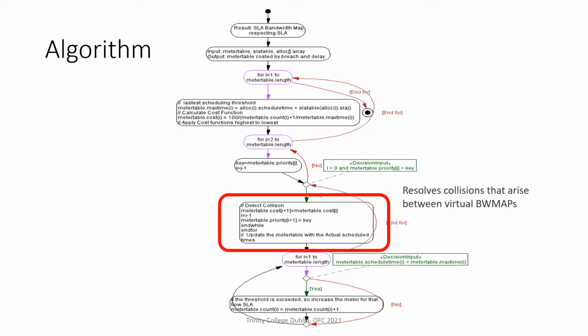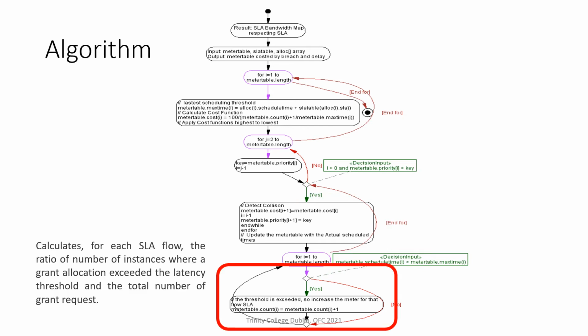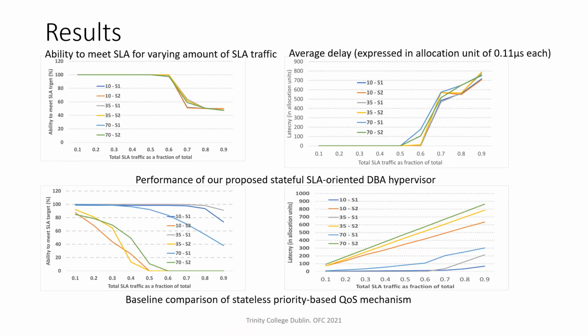It resolves collisions by scheduling allocations with the lowest cost sooner and moving higher cost allocations instead, thereby avoiding breaches of SLAs that are close to their availability limit. In the event that an allocation is scheduled at a time that exceeds its SLA threshold, the algorithm updates the counter for that flow. To validate the approach, we consider a scenario with two VNOs sharing a PON.